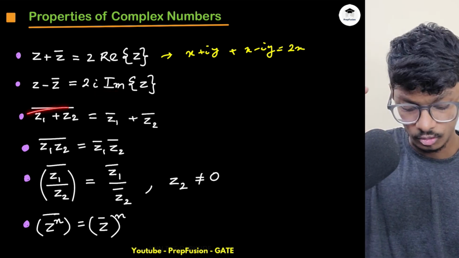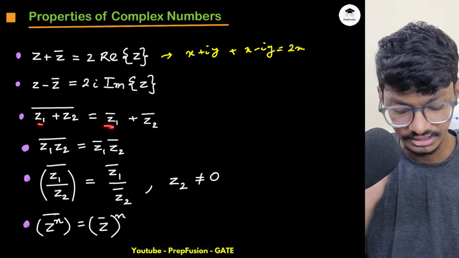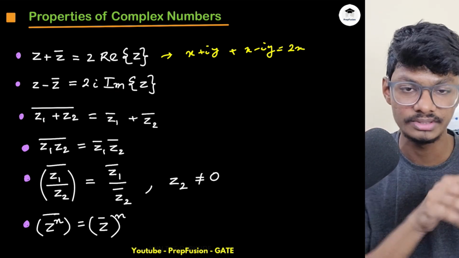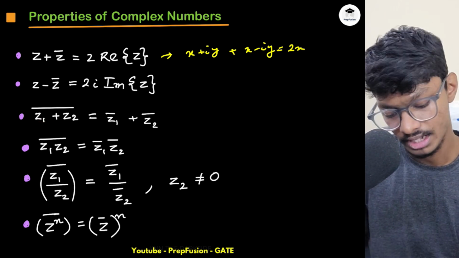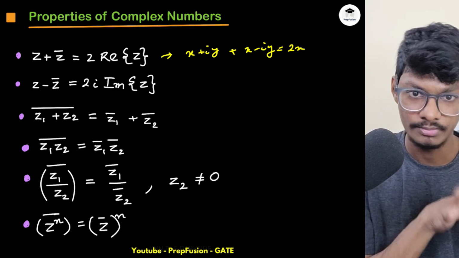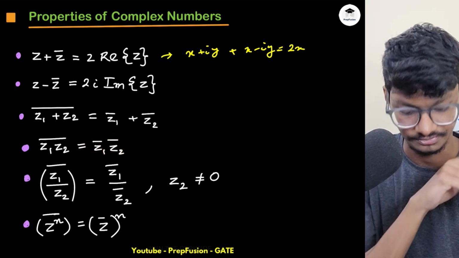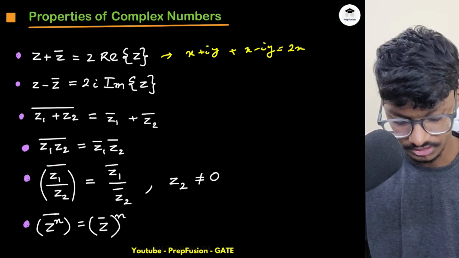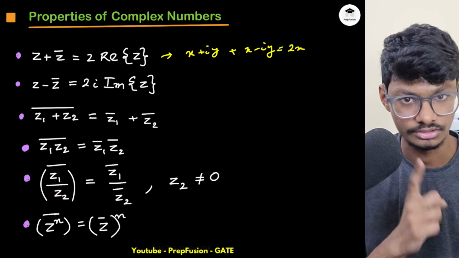Now, if I take the conjugate of the addition of two numbers, I can divide that individually: I can take the conjugate of the individual numbers and then add those two up. You have to understand these properties. If I take the conjugate of two numbers in multiplication, I can individually take the conjugate and then do the multiplication. If I take the conjugate of two numbers in division, I can individually do the division. Obviously z2 can't be equal to 0.